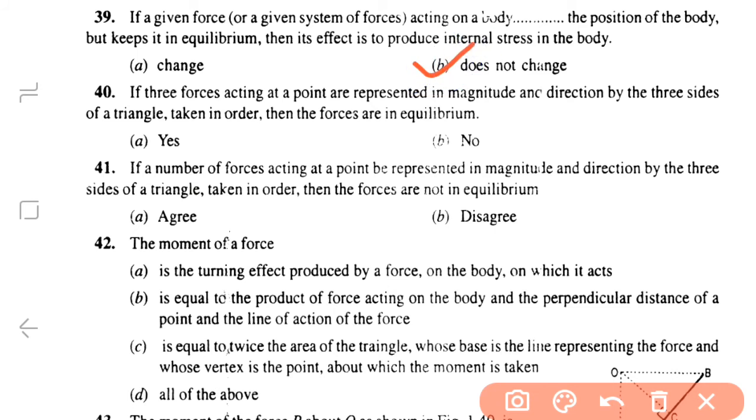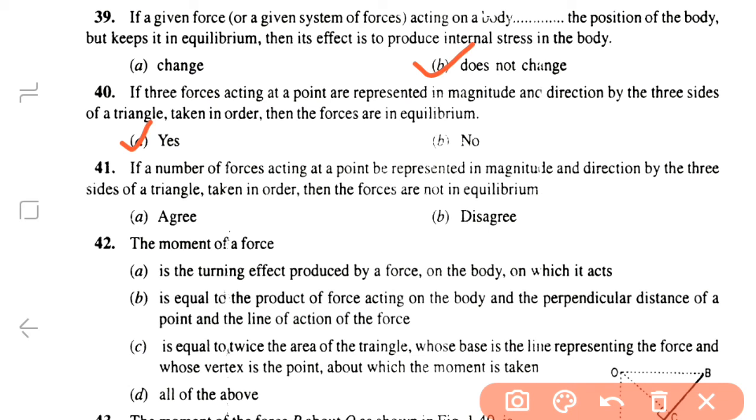Now next is question 40. If three forces acting at a point are represented in magnitude and direction by the three sides of a triangle taken in order, then the forces are in equilibrium. Here options are yes or no, and here correct answer is option A, that is yes.